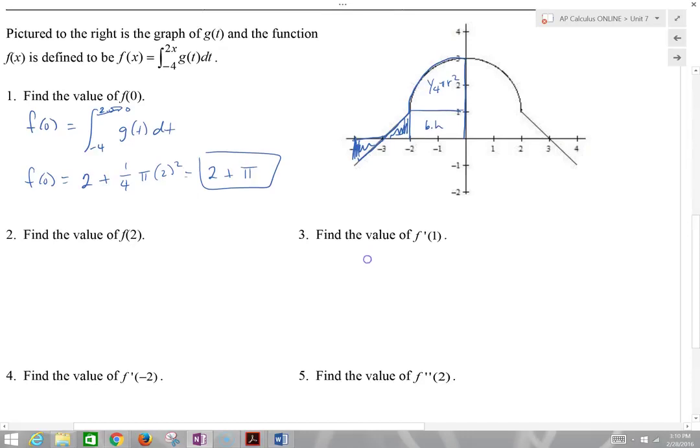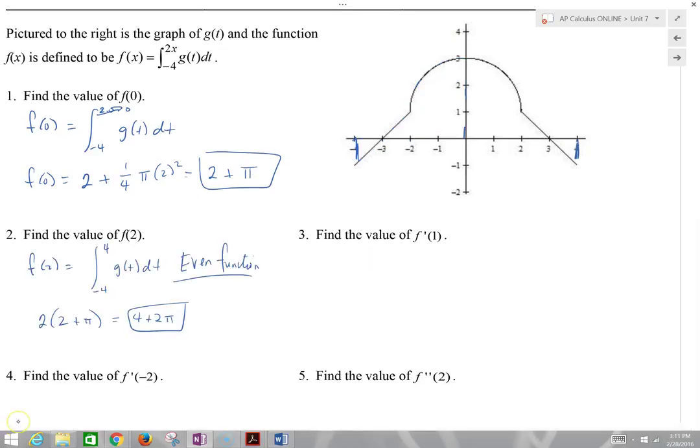Alright, you try number 2 on your own and check your answer. Pause it now. Alright, so what I notice is this is an even function, which means I only have to find half the area, and I've already done that, because I already found this quarter circle and this base times height, and I multiplied that by 2. I used what we already did, and I got 4 plus 2 pi.